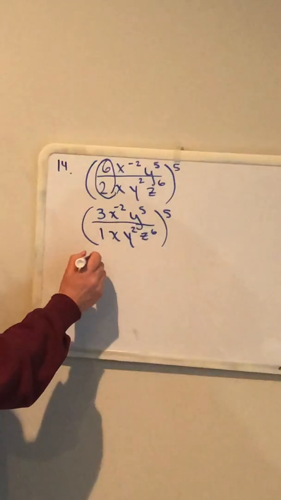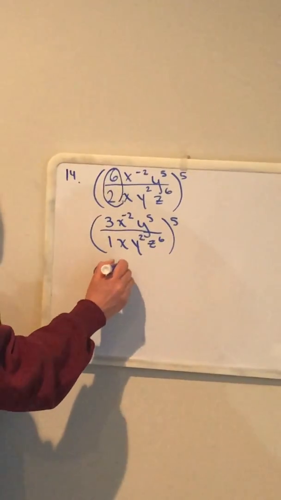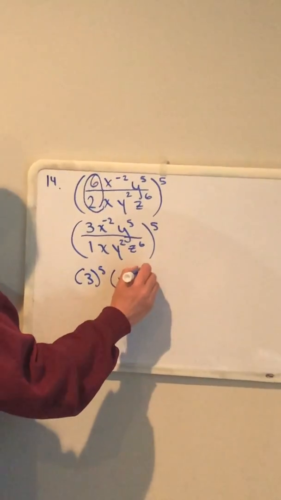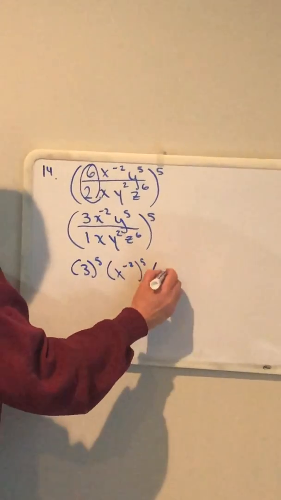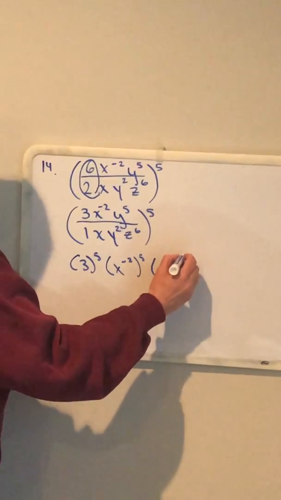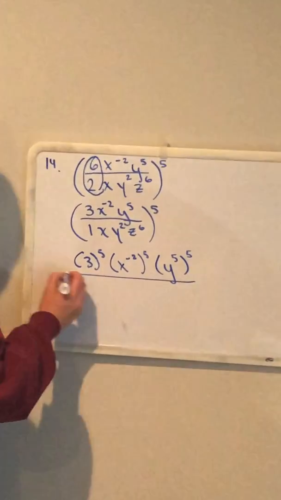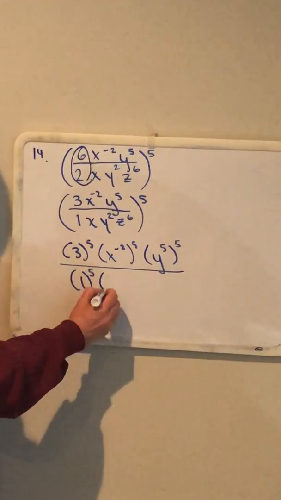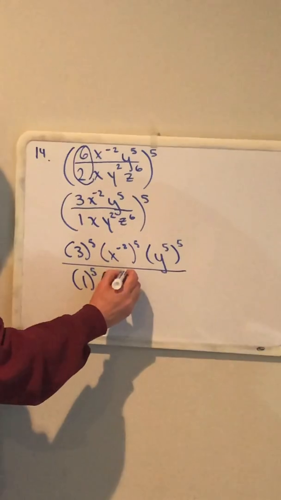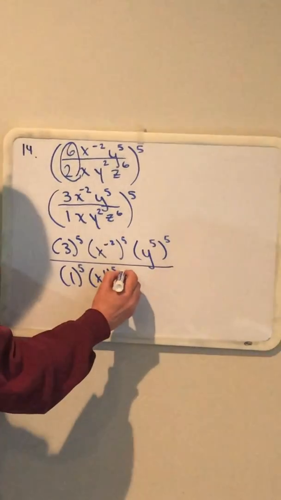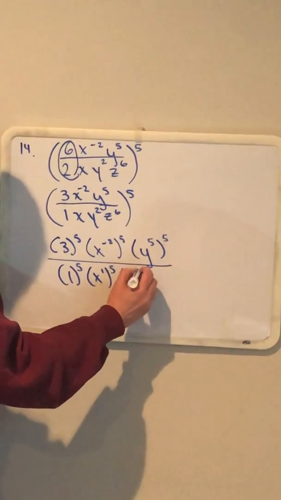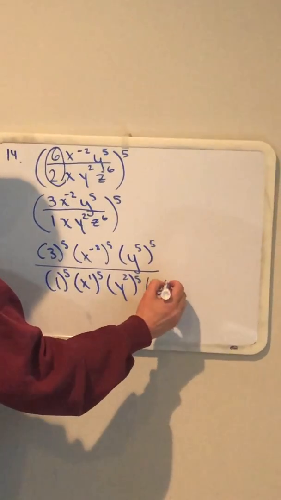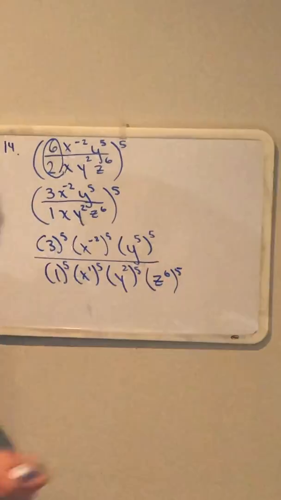So I'm going to end up with 3 to the 5th, x to the negative second to the 5th, y to the 5th to the 5th, over 1 to the 5th, x to the 1st to the 5th, y to the 2nd to the 5th, z to the 6th to the 5th.